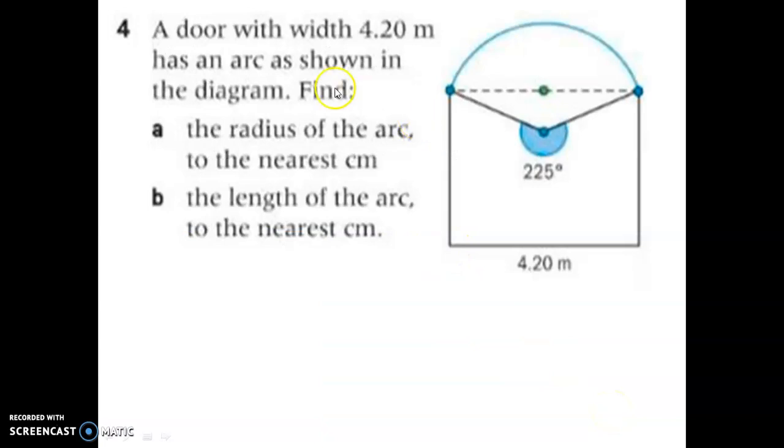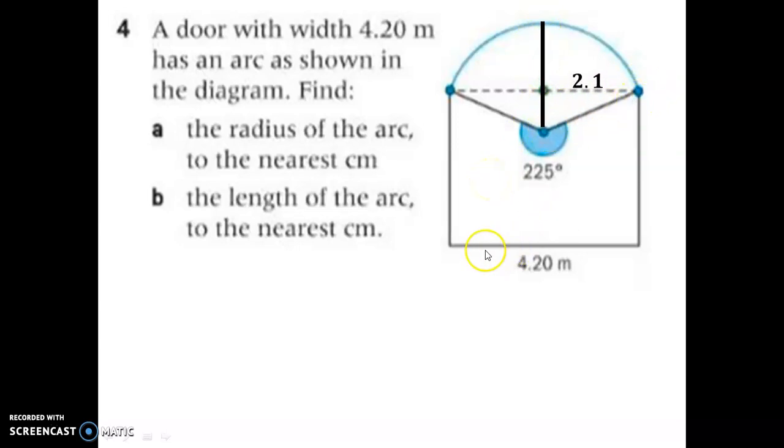Okay, last problem here. We have a door with a width of 4 meters 20 centimeters, or 4.2 meters, has an arc as shown. So this is the door here, I guess. And you can see when the door swings, it has this arc here. It says find the radius of the arc. So here's the arc. The radius of that arc would be this line right here, which is the same as this one. So that's the radius.